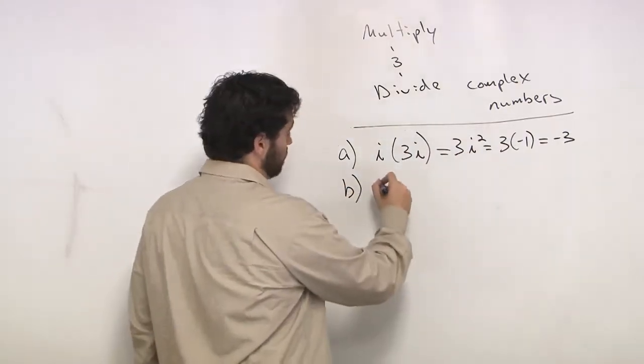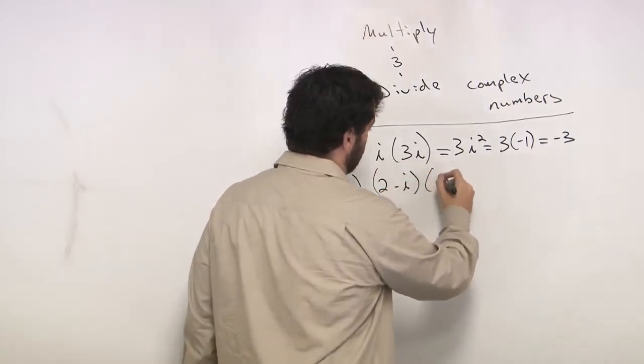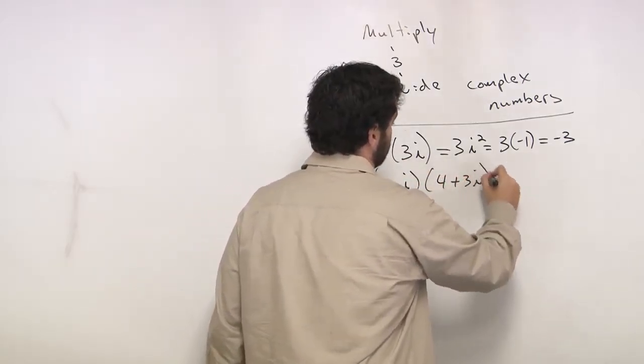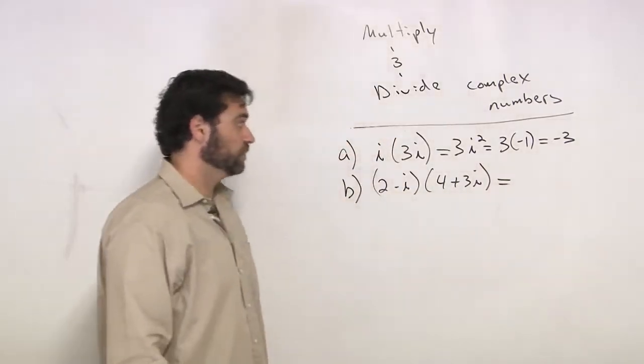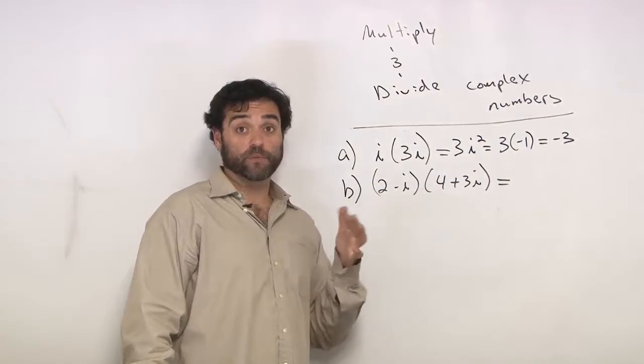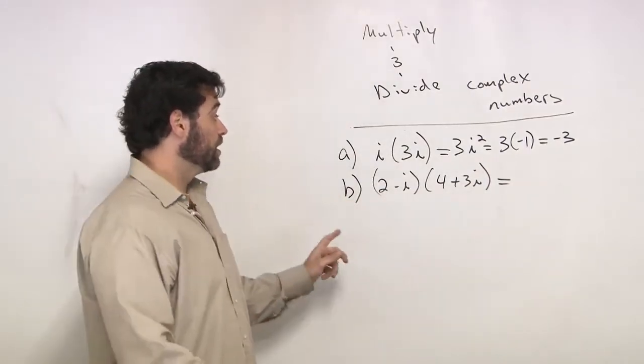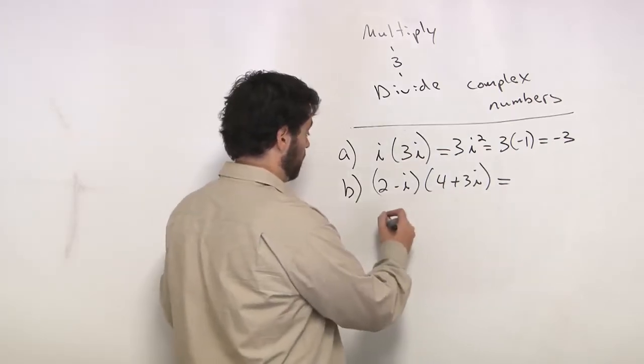B, we want to do (2 minus i) times (4 plus 3i). Okay? We're going to use our FOIL to multiply this out. We have two binomials, so we have to use FOIL to multiply that out. We're going to multiply this out, and what do we get?